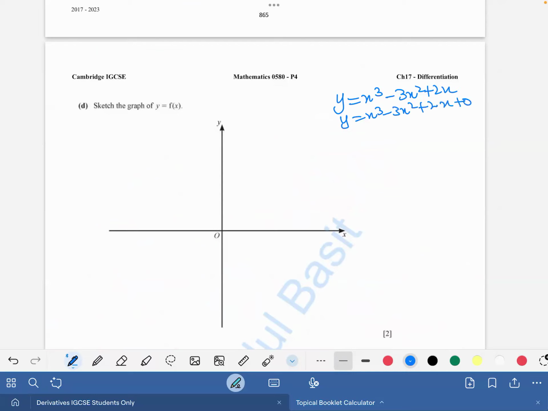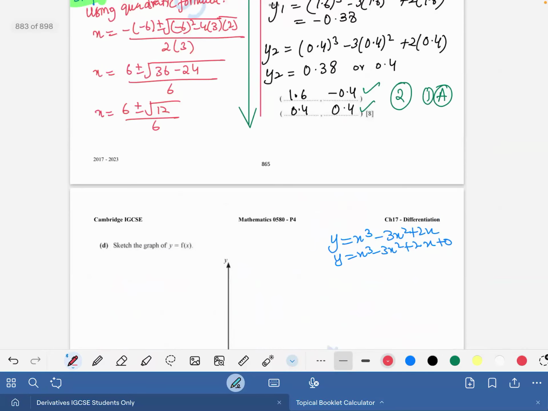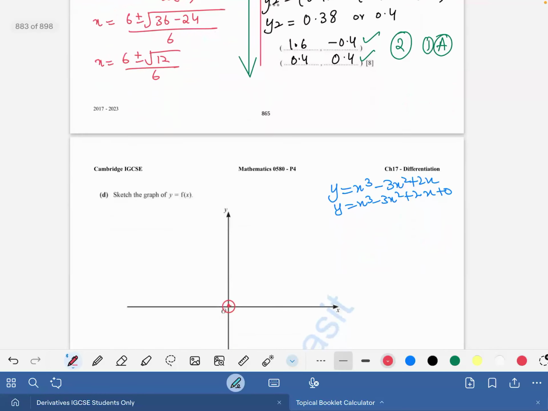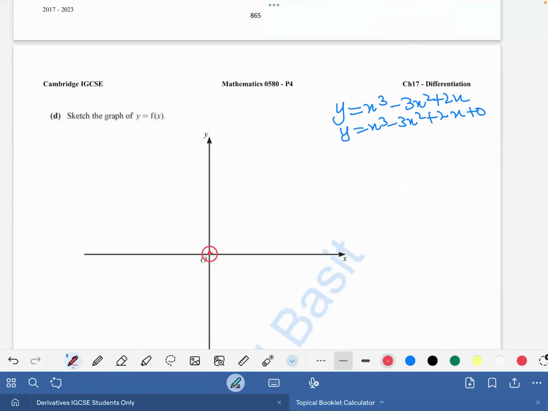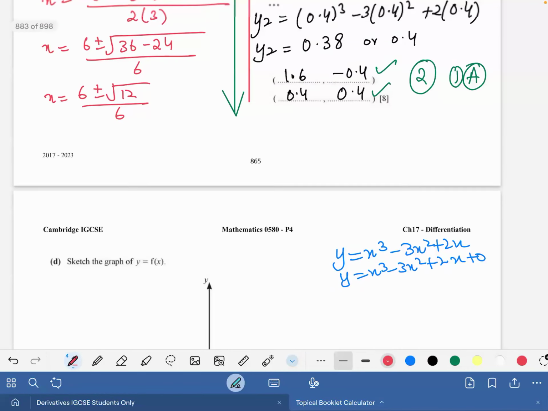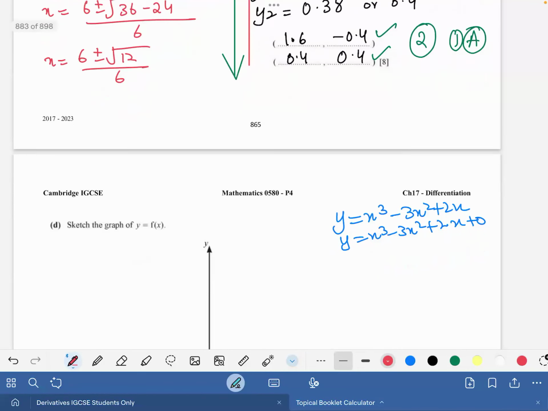Agree, Mariam? It means that the graph will cross origin. Do you agree with me or not? Yes or no, beta? Okay, look at the 2 turning points. It is 1.6 and negative 0.4. So 1.6 is on the positive side and negative 0.4 would be somewhere here. Agree? And another turning point is x is 0.4 and y is also 0.4.